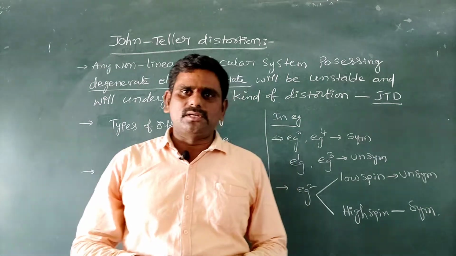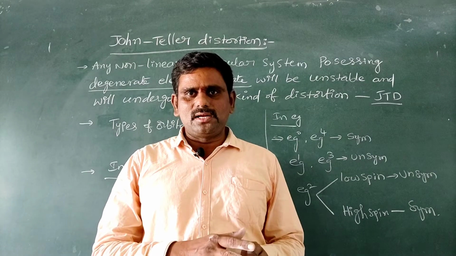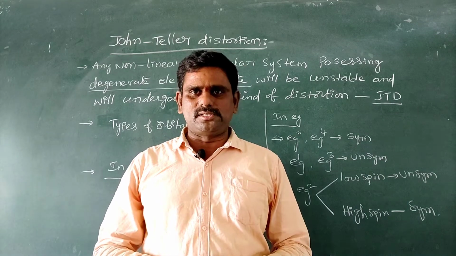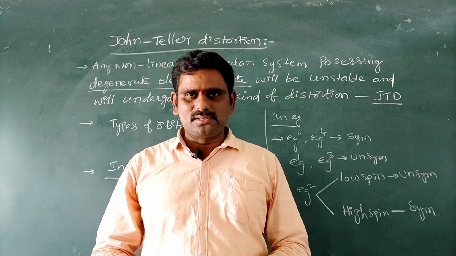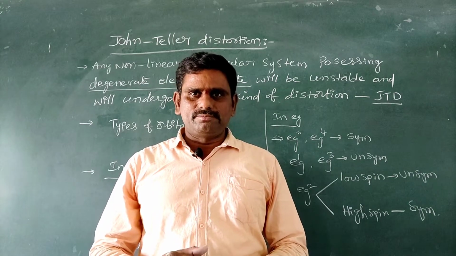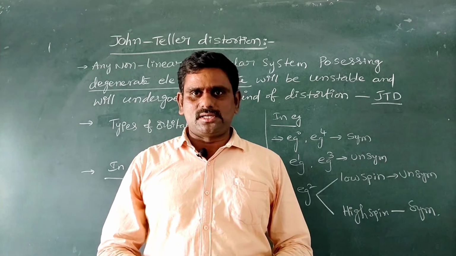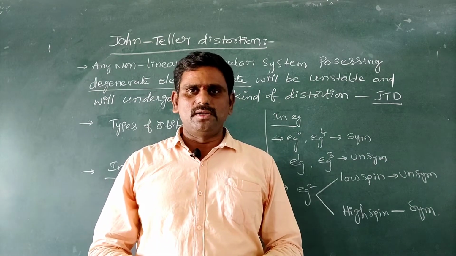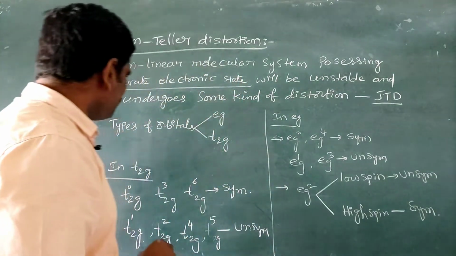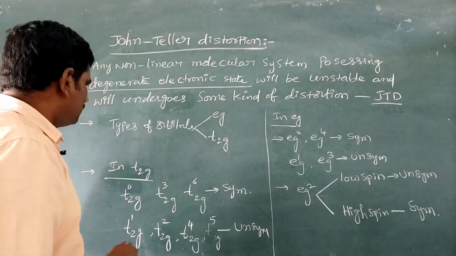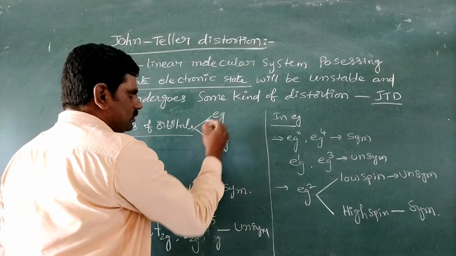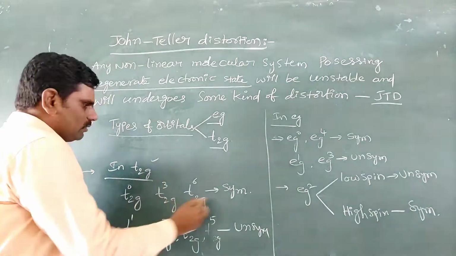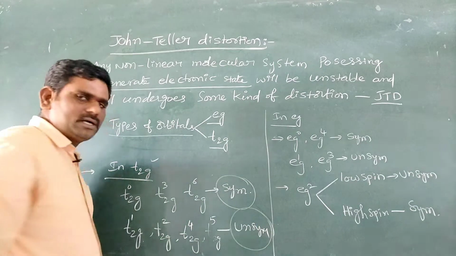Now, in the Jahn-Teller distortion, which electron configuration is going to show strong distortion, slight distortion or no distortion? It all depends on the conditions of that electronic state, so we will observe that point. See here, particularly in octahedral complexes, there are two types of orbitals present after splitting, T2g and Eg. In T2g, we observe symmetric and unsymmetric conditions.